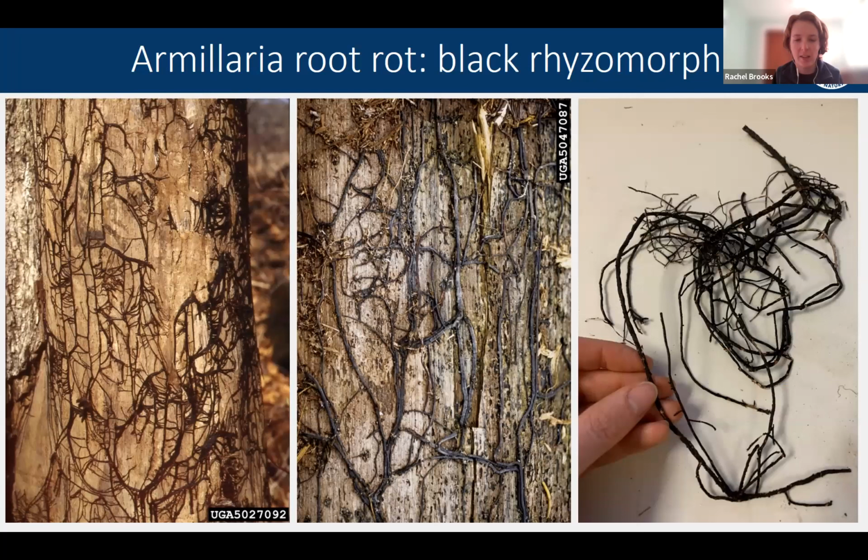And so with that, you should be able to find some clues that you have Armillaria root rot in your suspected root rot pocket. If you see white rot, thick white mycelial fans, and then you may come across some black rhizomorphs or brown honey mushrooms.